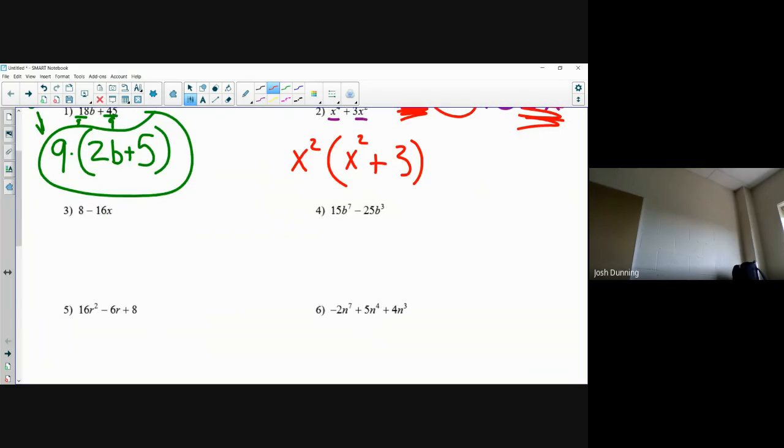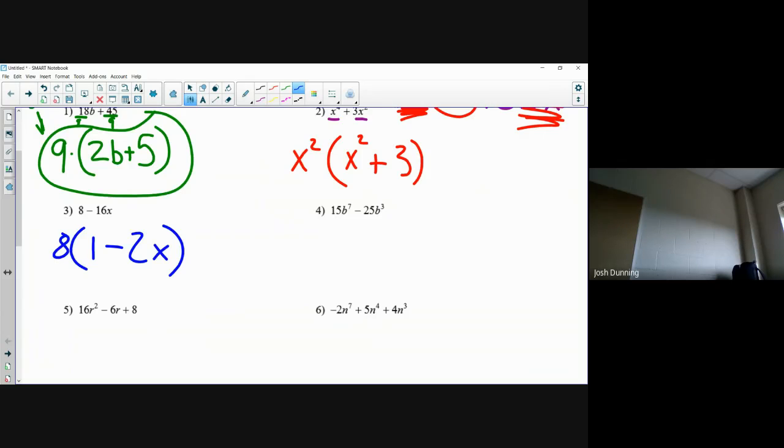Number 3, well, there isn't an x in both of them, so there's no x part to a GCF. What can I divide both 8 and 16 by? Well, I can divide them both by 8. What do I multiply 8 by to get 8? 1. What do I multiply 8 by to get 16? 2. Didn't touch the x. And again, if it's better for you to think division, it's just 8 divided by 8 is 1. 16 divided by 8 is 2. And there isn't an x in everything there, so you just bring that down with you.